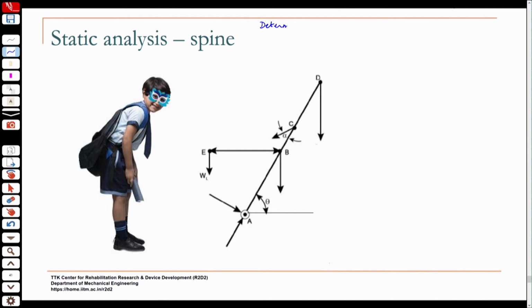For this, let us see what is the angle theta at which Fm equal to 0. So let me call this J axial, J shear. This is my WL. Okay, this is the weight of the trunk, this is weight of head plus arms. So, this is equal to 0.18 W, 0.36 W.